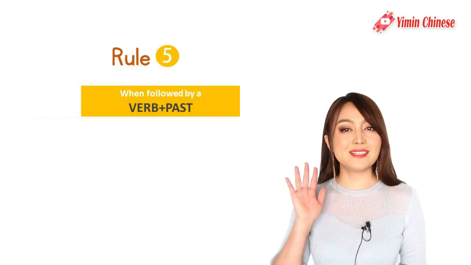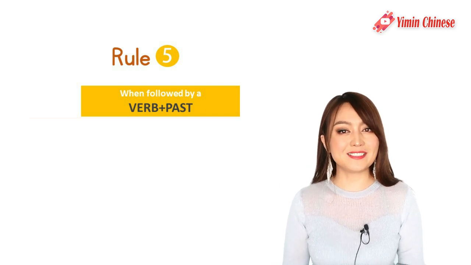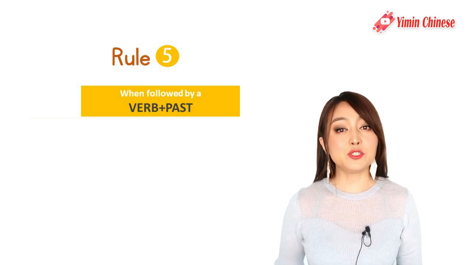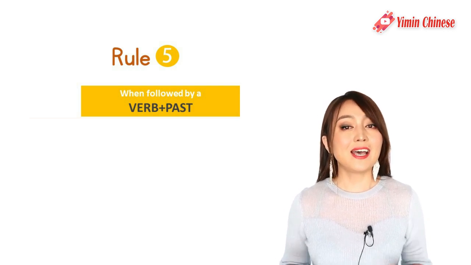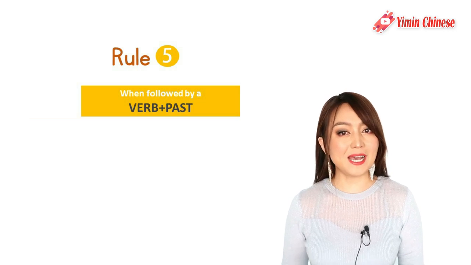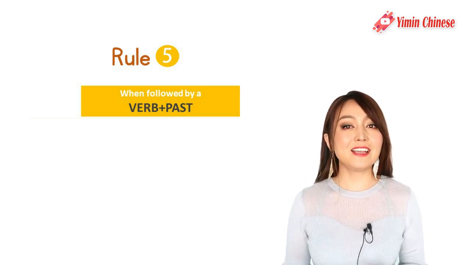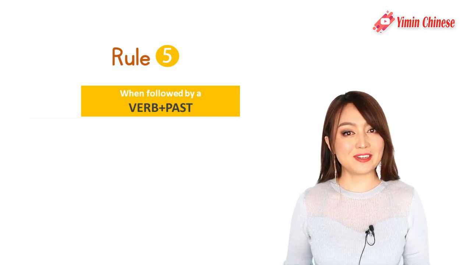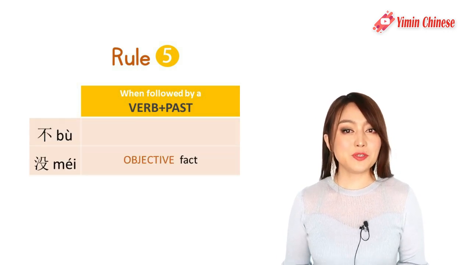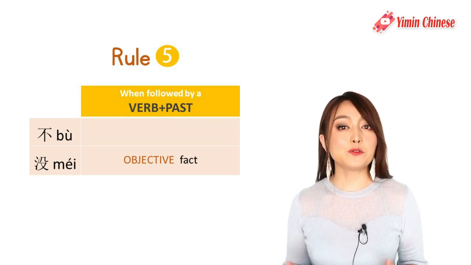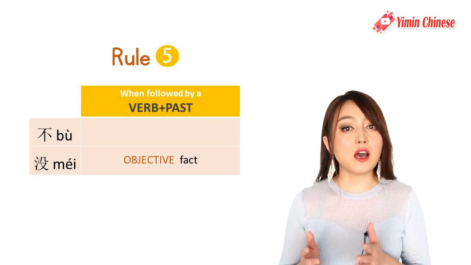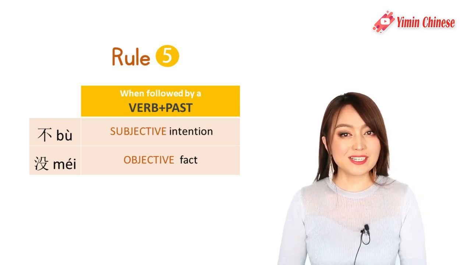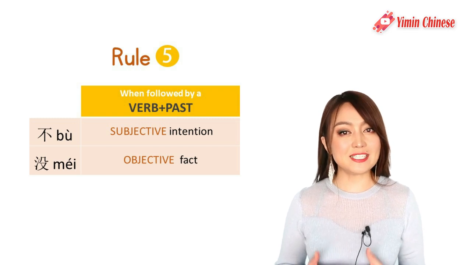Okay, now rule number 5 is more advanced. Attention! Many Chinese learners think that only 没 is used for past tense. Actually, both of them can be used for past tense, but there is a subtle yet very important difference. A few people know this difference. Here we go. When it's used for past tense, if we use 没, we just talk about an objective fact, while sentences with 不 imply a subjective intention.